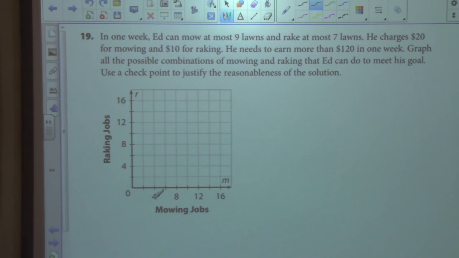Marcus, did you work on this at all? Kind of. Okay, tell me what you have. Well, I'll help you real fast. 9 goes straight up for the mowing job. Is that dashed or solid? It says at most, so it's solid. Okay, then what else? Then it's 7, solid also. Yes, it says at most.